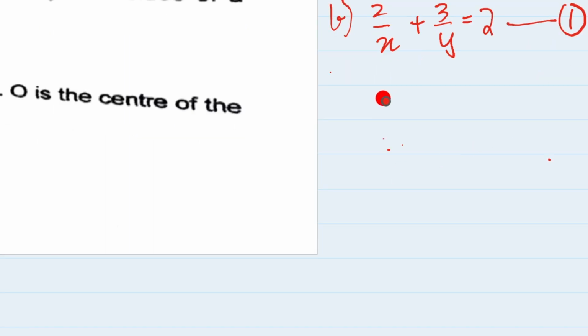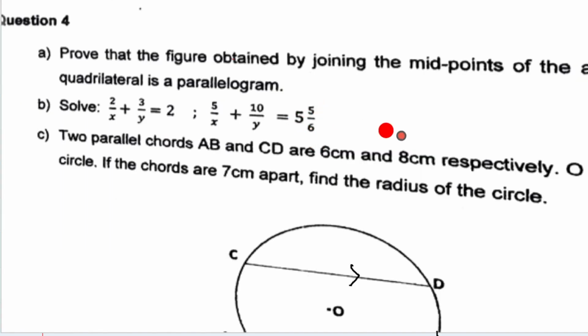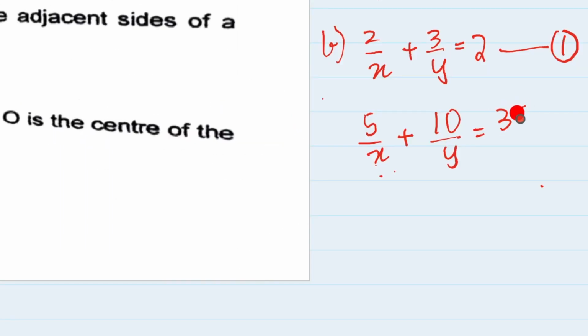And the second equation is 5 upon x plus 10 upon y is equal to 35 upon 6. Let us call that as equation 2. Now some of you may be able to continue with this, like you will try to eliminate one of them, that is 1 upon x you will eliminate so that you will have only y.